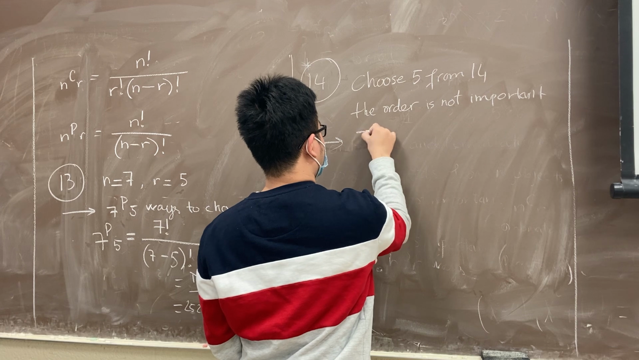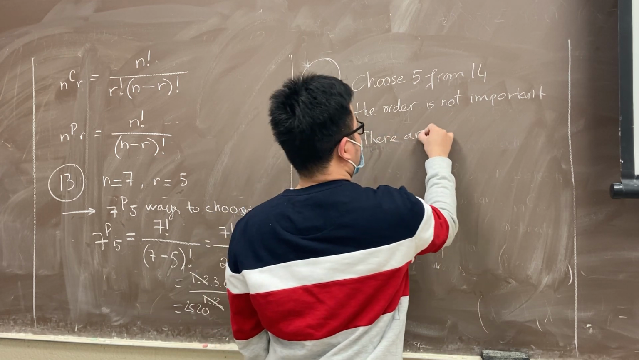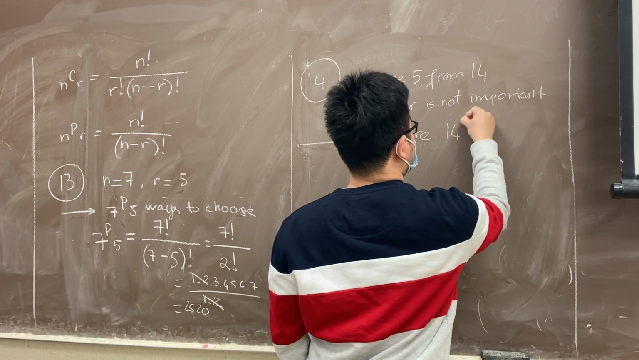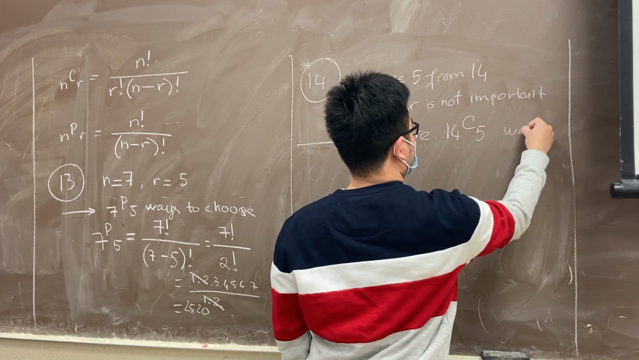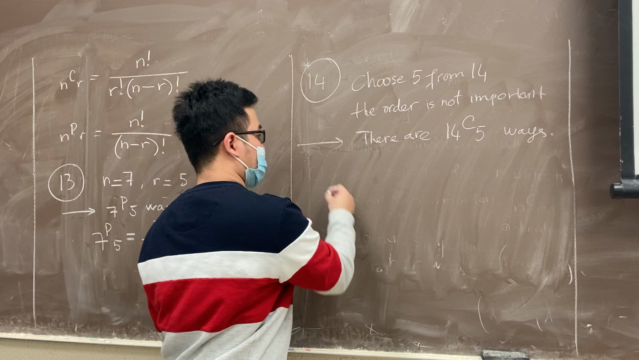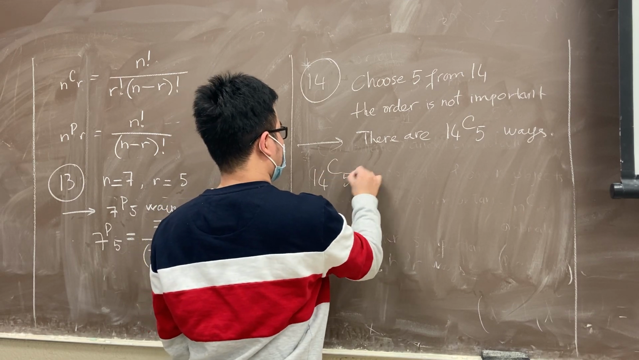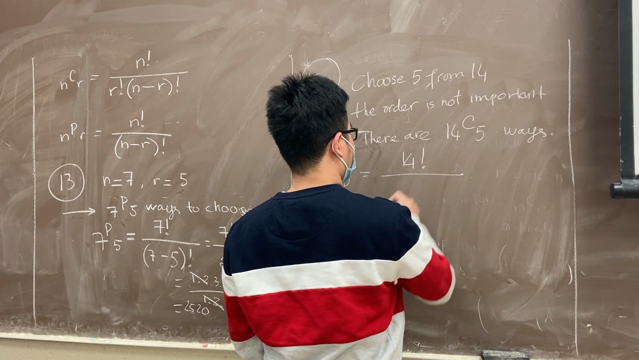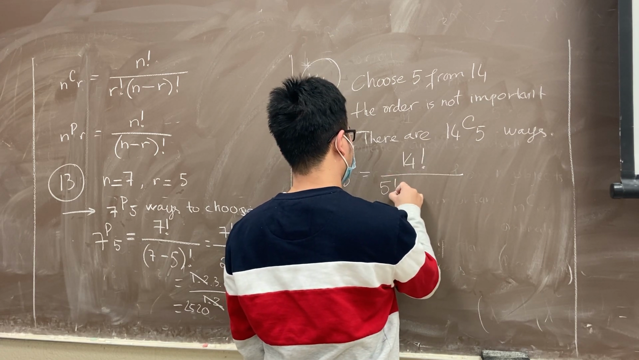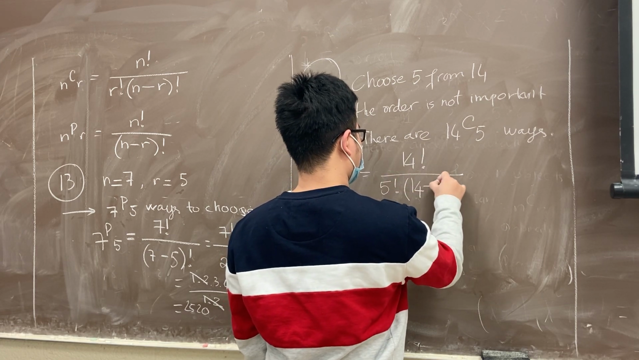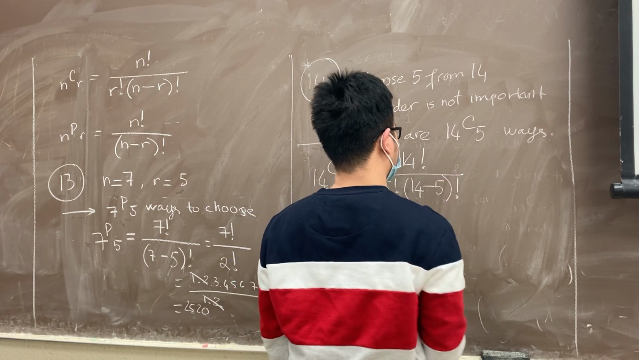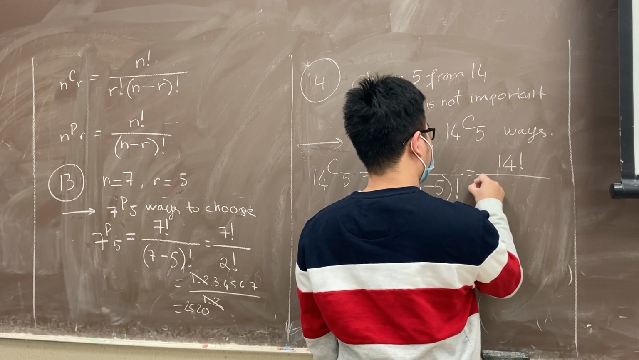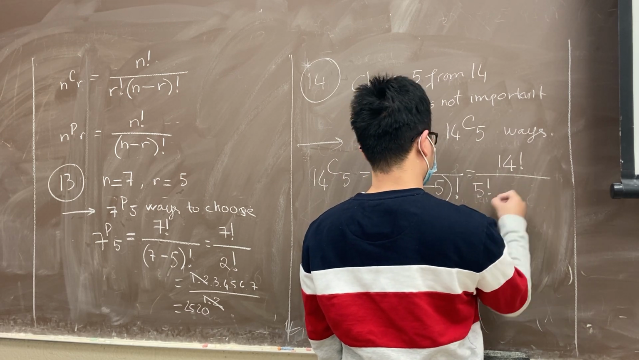Okay, we have the information, and then we apply it. So this is 14C5 ways to do that, right? And we need to calculate this number. This number should be 14 factorial over 5 factorial times 9 factorial.